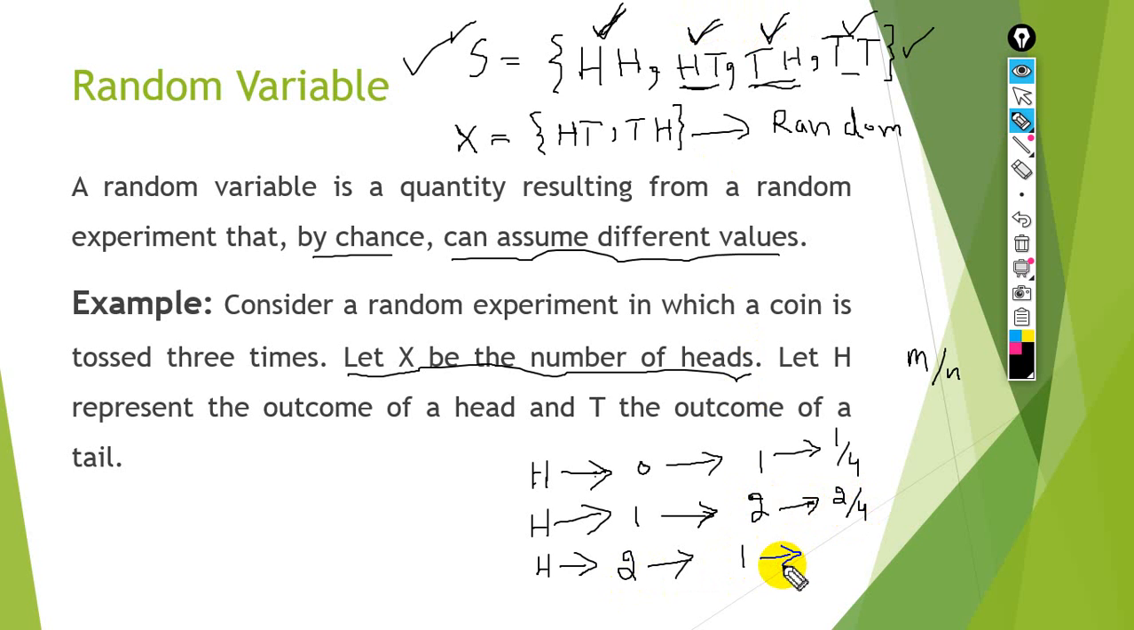The probability will be 1/4. Okay, so 1/4 is the probability for this and for this, and 2/4 for this. So we can say this is the sample, this is the random variable, and these are the probabilities of the random variable. Okay, so this was all about the random variable.